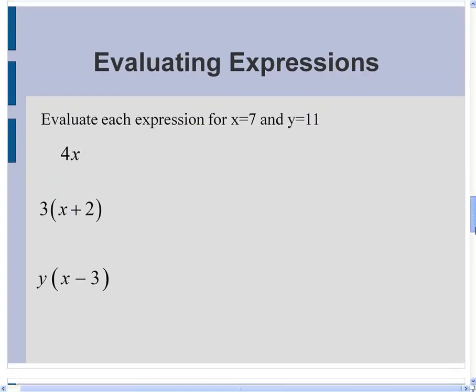One thing that we can do with expressions is evaluate them. So here are some exercises where we are asked to evaluate each expression for x equals 7 and y equals 11. So we have the expression 4x. To evaluate the expression, to find the value of the expression, what we can do is replace the x with the numerical value 7.